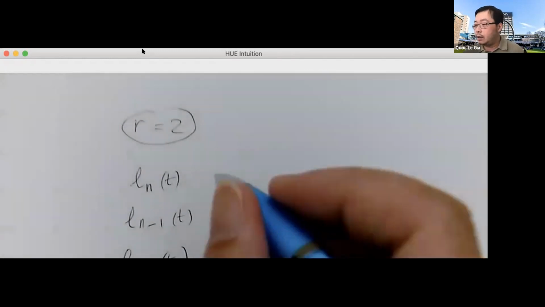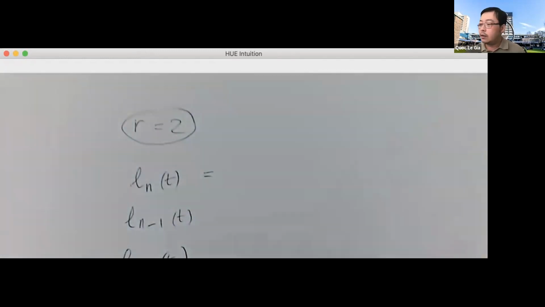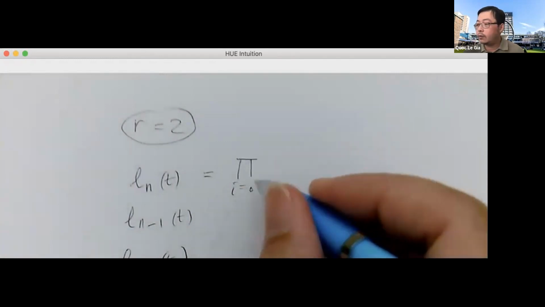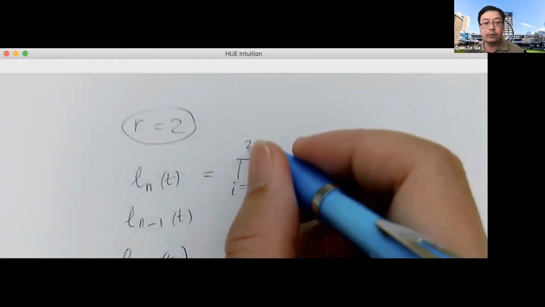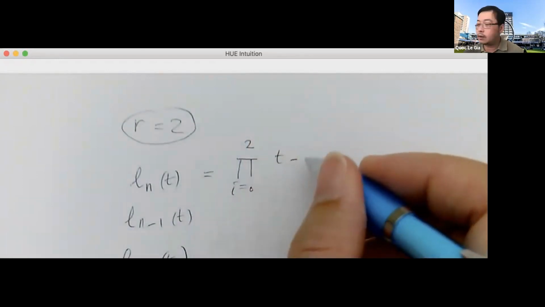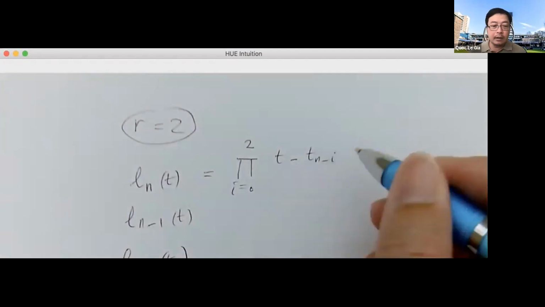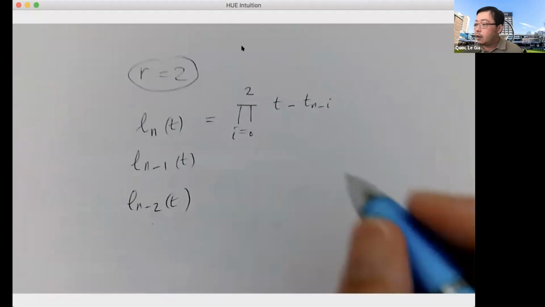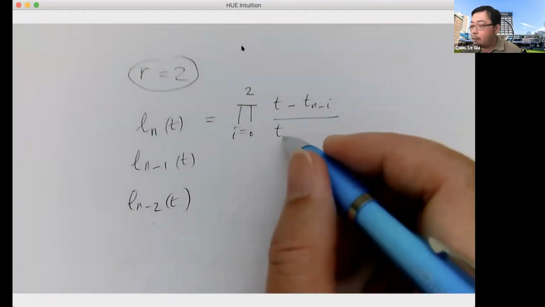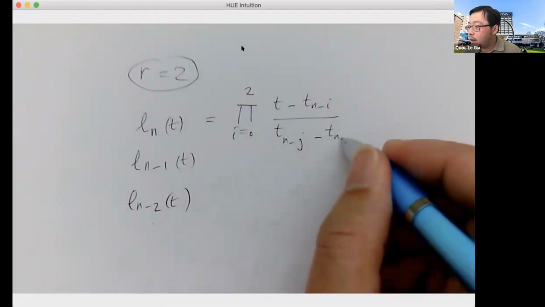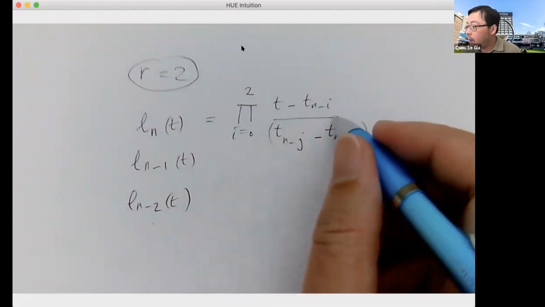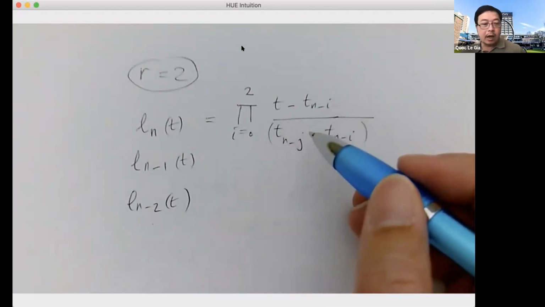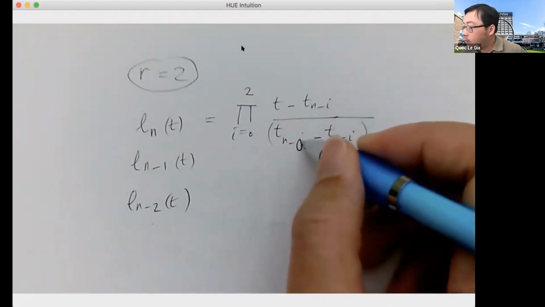So this one is the product over i from 0 to R, where R is equal to (t - t_{n-i}) over (t_{n-j} - t_{n-i}). Okay, so in this case, j just equals 0, right? So j equals 0, so you got 0 here.